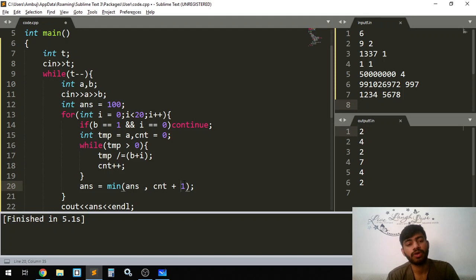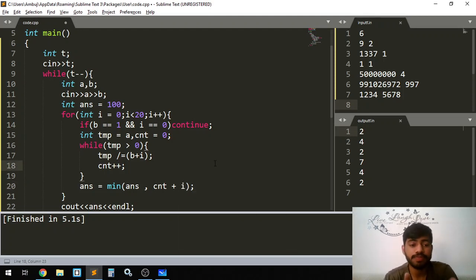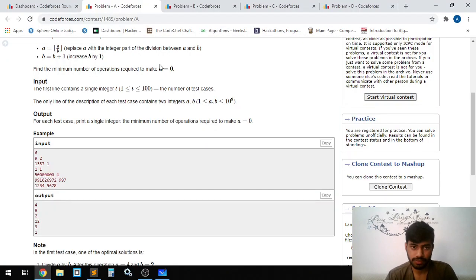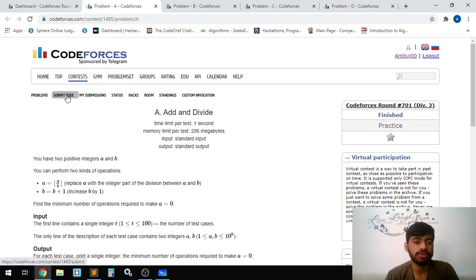Okay, got it. Here I just need to add i, because i is telling me the number of type 2 operations, how many increments I am using. So that was the error. Now the answer is 4 9 2 12 3 1. Okay, so now it's the correct answer. We can even submit that solution.